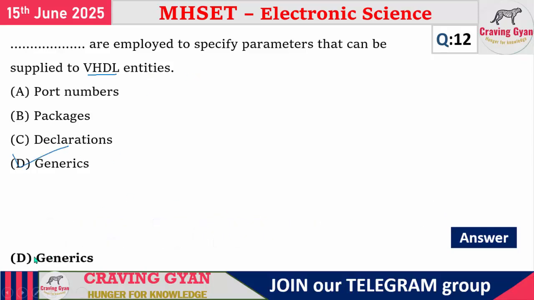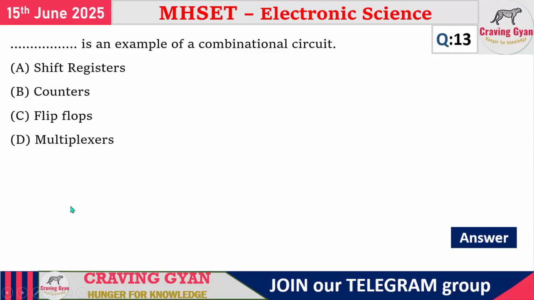The corresponding option that is going to follow is option D is correct. In the case of the 13th question, what they have given is: a dash is an example of a combinational circuit. In the case of shift registers, you are going to make use of a clock, so it is a sequential circuit. Counters, you are going to perform up counting and down counting, which is operated with the help of clocks only, and you are going to make use of flip-flops. So it is a sequential circuit.